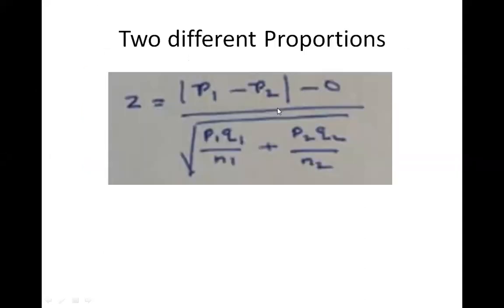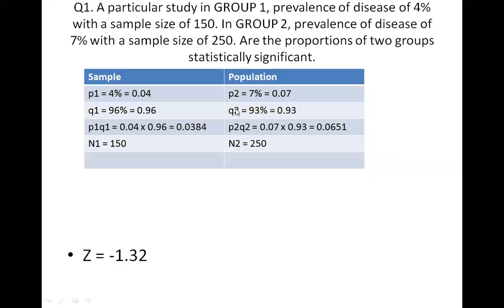By putting these values in this formula, we get Z equal to minus 1.32. And the absolute value of Z is less than 1.96. It means the inference is that these two proportions, that is 4% and 7%, are not statistically significantly different from each other.